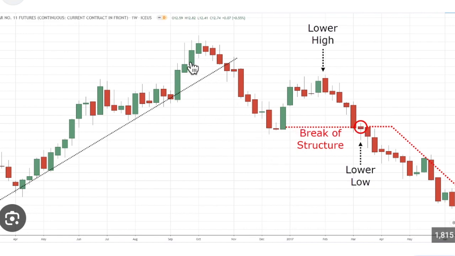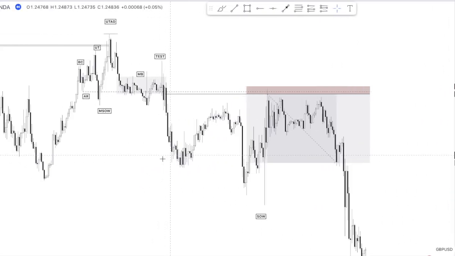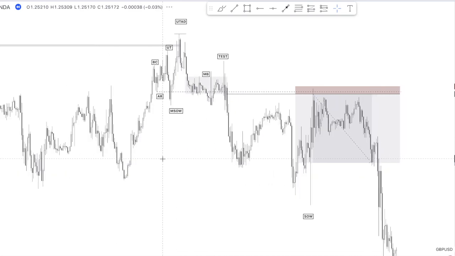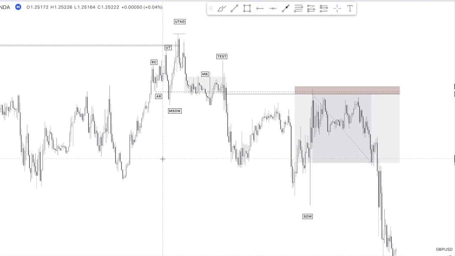This is correct order flow. I call that, well, it's called order flow. So it's actually called order flow in the correct terms. I like to call it continuation of structure just to compare to break of structure.